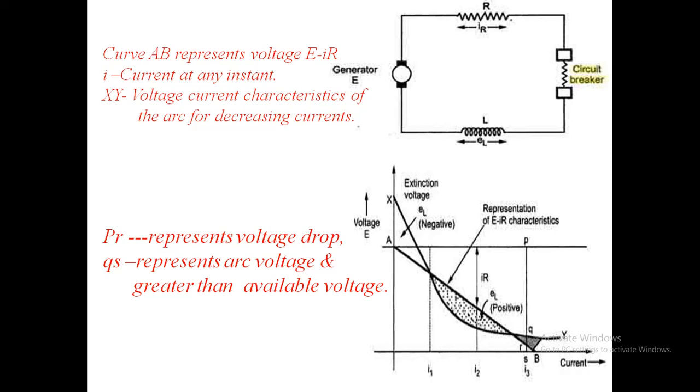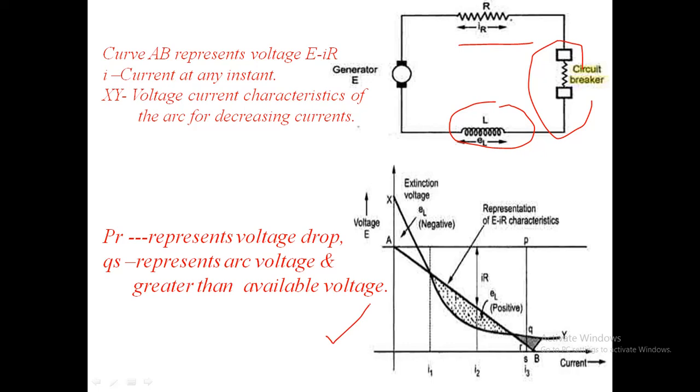Here, this circuit diagram represents the generator E and the resistance R with current I. This is your circuit breaker, and the inductance is represented by L. The voltage-current relation is also represented here. This is my voltage and current relation curve.